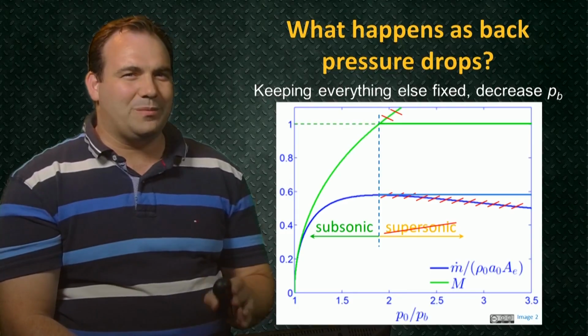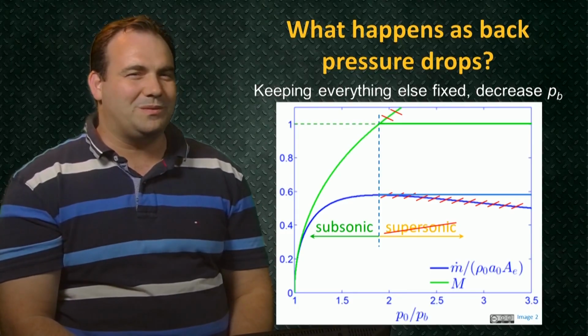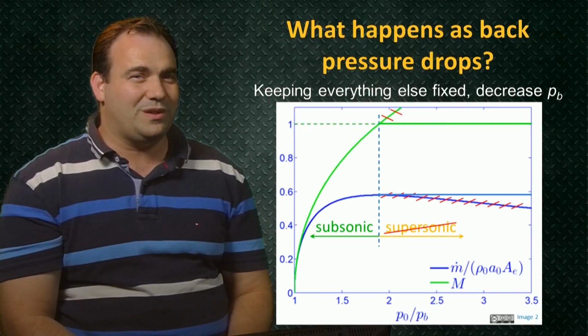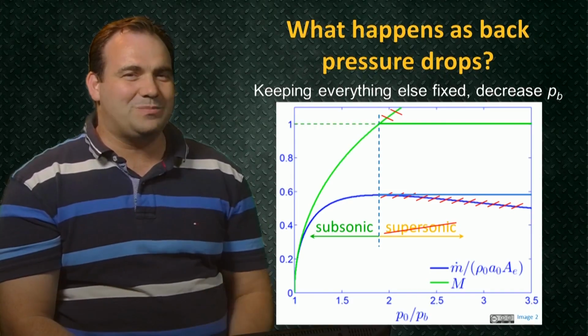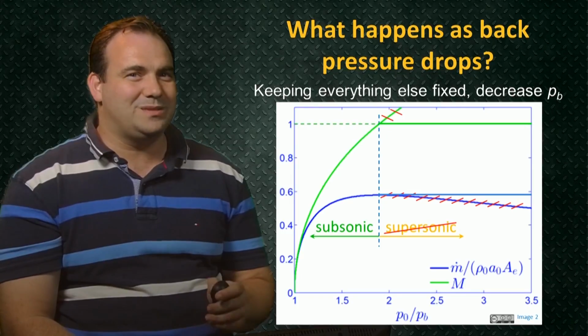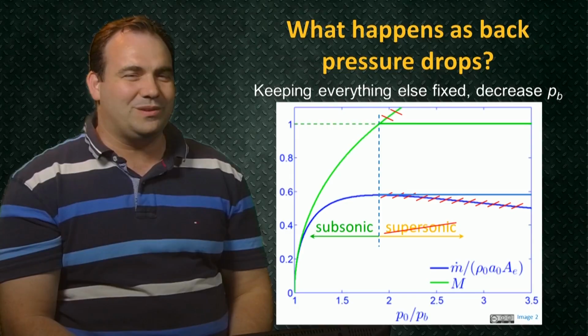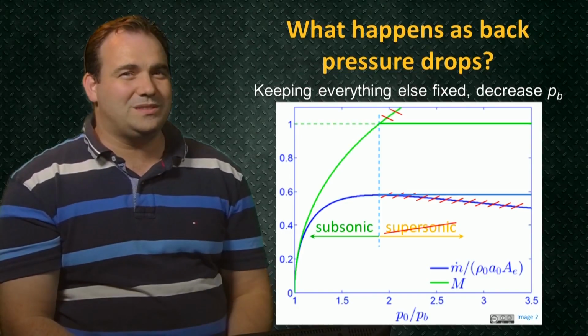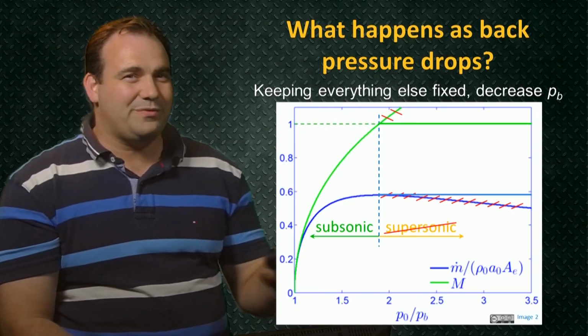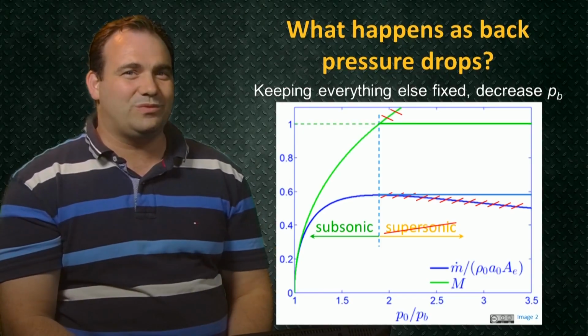So we see that once the pressure ratio across the nozzle is sufficient to produce sonic flow at the throat, the mass flow rate is maximized and the flow is said to be choked. It's impossible to squeeze more mass flow out of the nozzle by dropping the back pressure further. In fact, once the flow is choked, the entire flow state at the nozzle exit remains fixed.